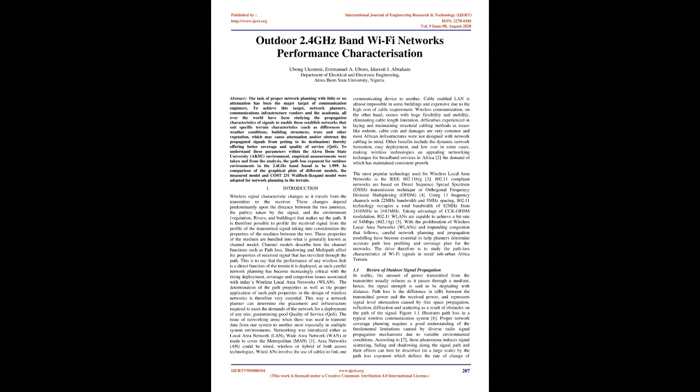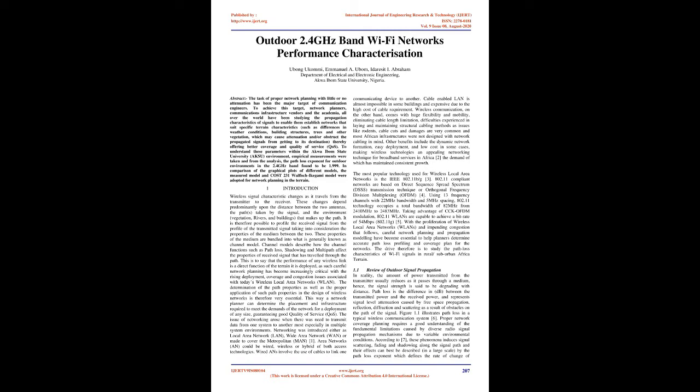To achieve this target, network planners, communications infrastructure vendors and the academia, all over the world have been studying the propagation characteristics of signals to enable them establish networks that suit specific terrain characteristics, such as differences in weather conditions, building structures, trees, and other vegetation, which may cause attenuation and/or obstruct the propagated signals from getting to its destination, thereby offering better coverage and quality of service, QoS.